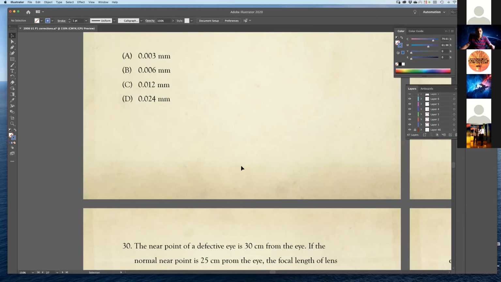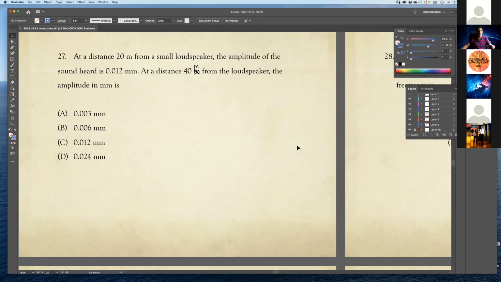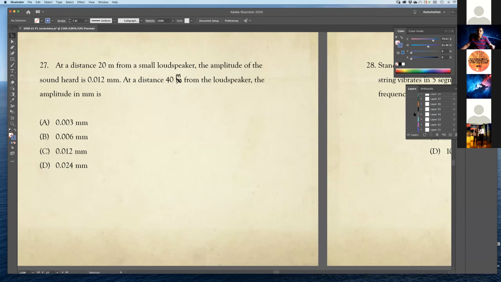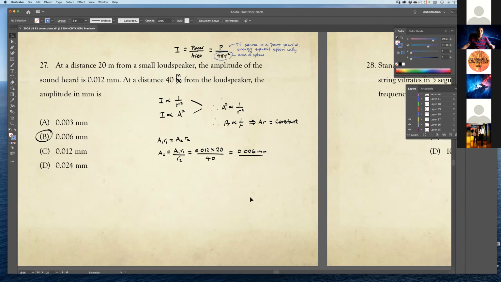All right, number 27. Again, I wrote up the answer to this already. At a distance of 20 meters, a loudspeaker has an amplitude of 0.012, and they want us to find the amplitude at 40 meters. What do we know about a loudspeaker?